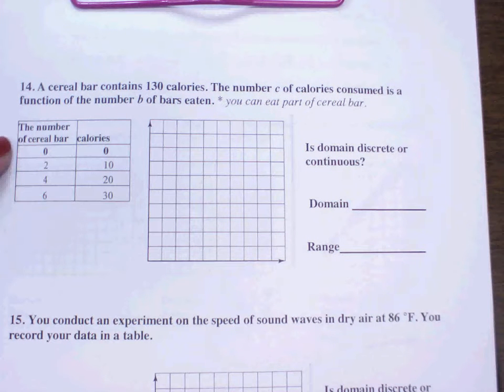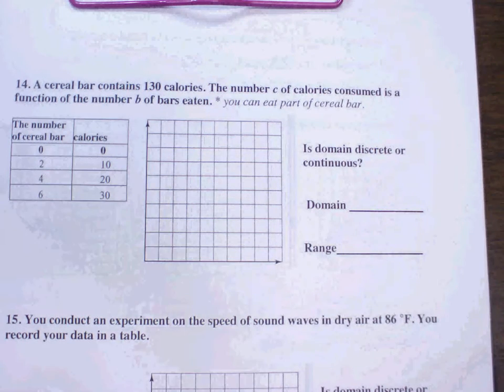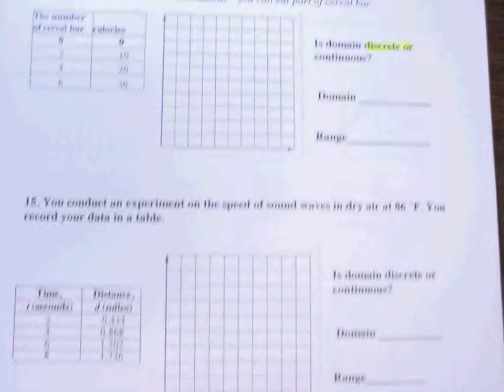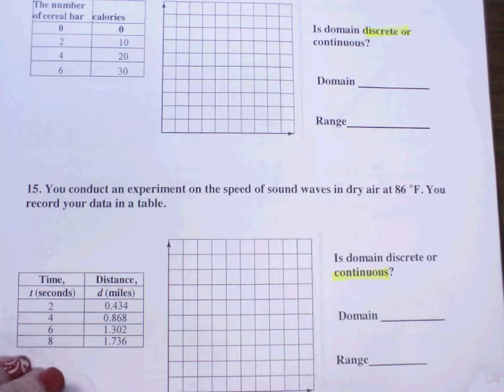That's all I want to do on this one. Just discrete and continuous. Okay, the number of cereal bars. Is it continuous? Can you go and buy half of a cereal bar? No. Discrete. What about the time? That is continuous, right? Because you can do 2.5 seconds or whatever it is that you need to do, right? All right, put that in classwork. We're done with that one.